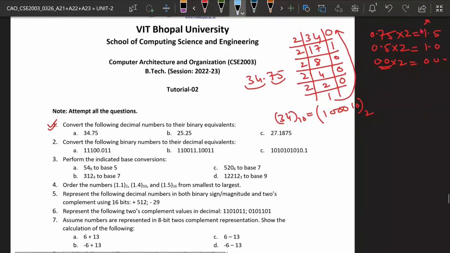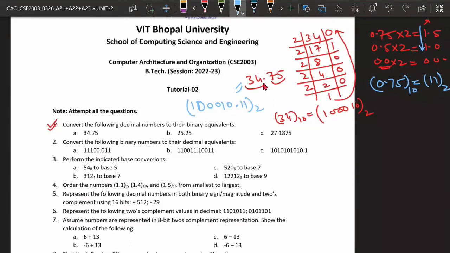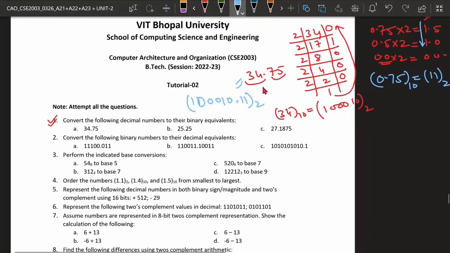So the final result is that 34 can be represented by 1 0 0 0 1 0, and 0.11. So this will be the equivalent binary representation. This way you can do all of the first questions.